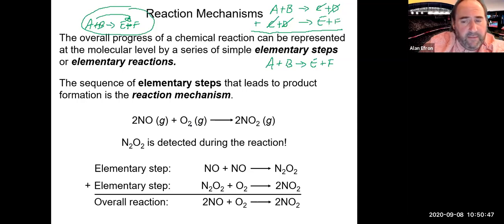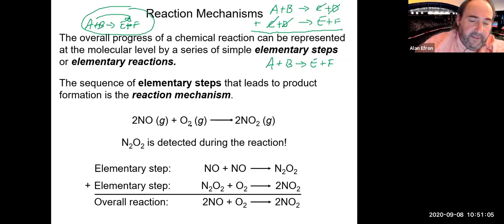So elementary steps are individual steps that lead to products being formed and the reaction happening. And the reaction mechanism is the arrangement of these individual steps along the way that is a possible explanation for how a reaction could take place.